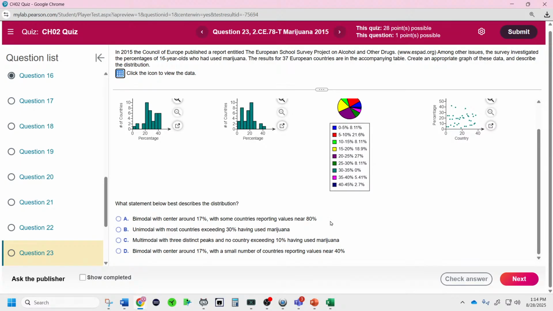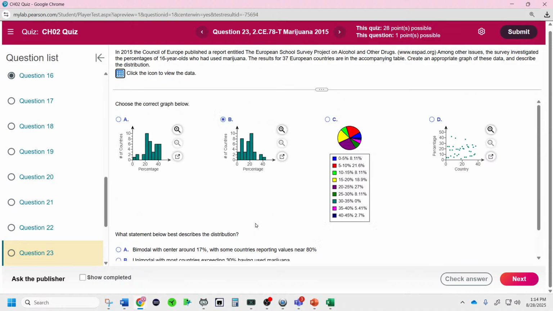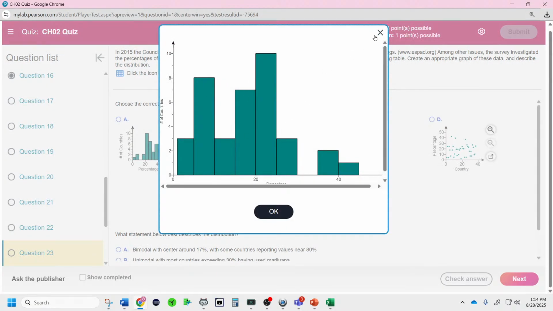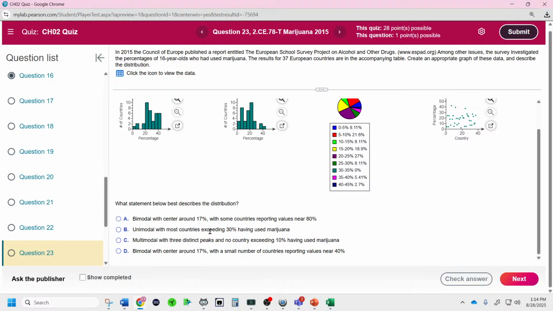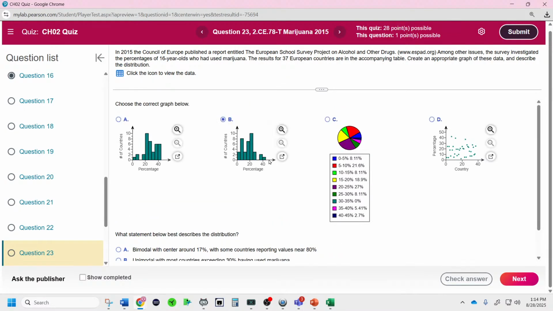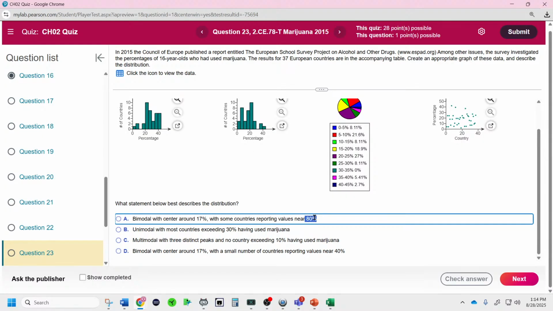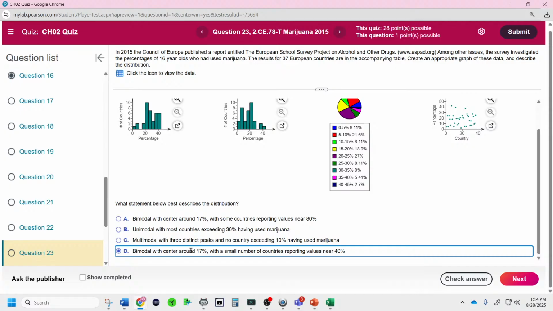Which statement best describes this distribution? Let's see. I'm a little scared. Okay, so it's this one. I don't know if that's bimodal. It definitely has a lot around 20. Unimodal with most countries exceeding 30? No, most countries are not. So it's not unimodal with most exceeding 30. There's not really 3 distinct peaks. Bimodal with a center around 17. There's not countries near 80. Bimodal with a center, I think it's this one. I don't love the way they're doing that.